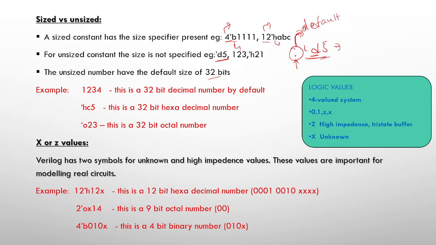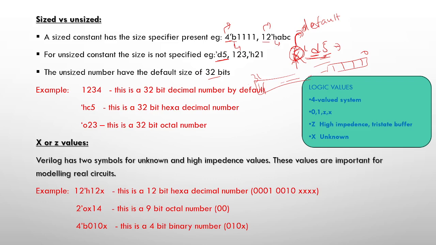What is the meaning of this? For example, if you are giving 5'd5, then it will allocate only 5-bit size. But if you are not giving 5, then it will allocate 32-bit size. Got my point? Yes, so this is about sized and unsized.